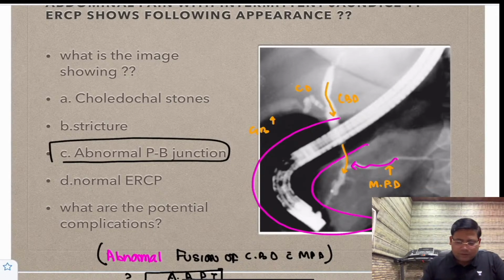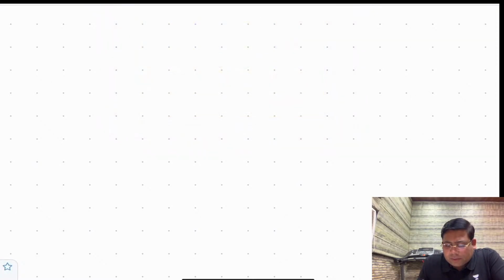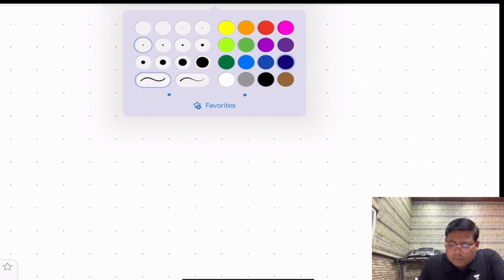Let us see. It will take 2 minutes for me to explain a lot of things. So let us understand this concept of abnormal biliopancreatic junction and the concept of choledochal cyst.